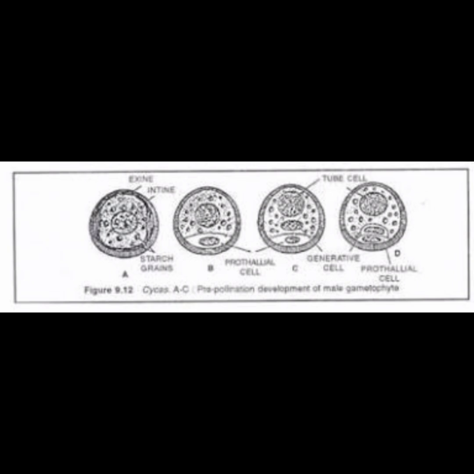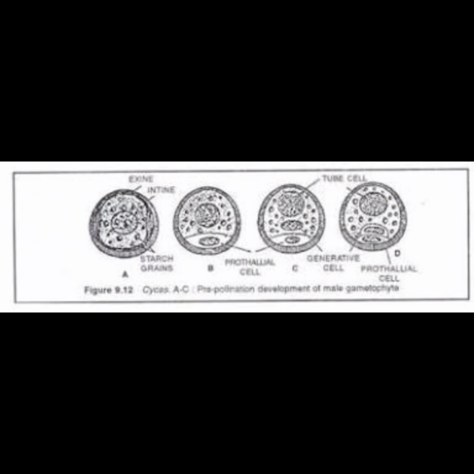Once the three-cell microspore reaches the micropylar region, the exine ruptures and the intine comes out in the form of a pollen tube. We know from the previous classes that the microspore consists of two wall layers, exine and intine. So once the three-cell microspore reaches the micropylar region of the ovule, the exine breaks down and the intine protrudes in the form of a pollen tube.